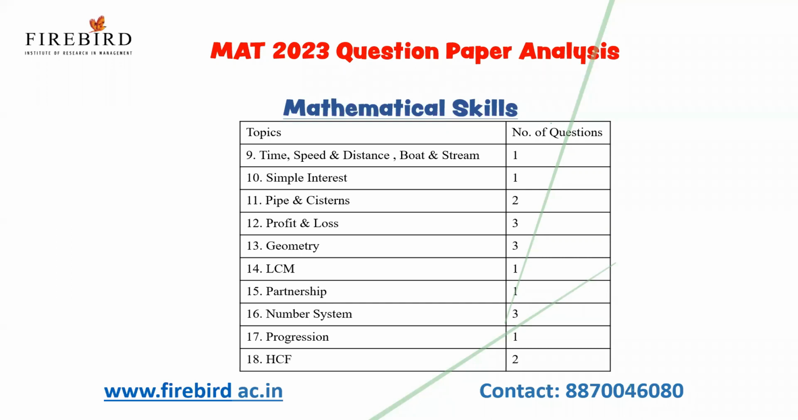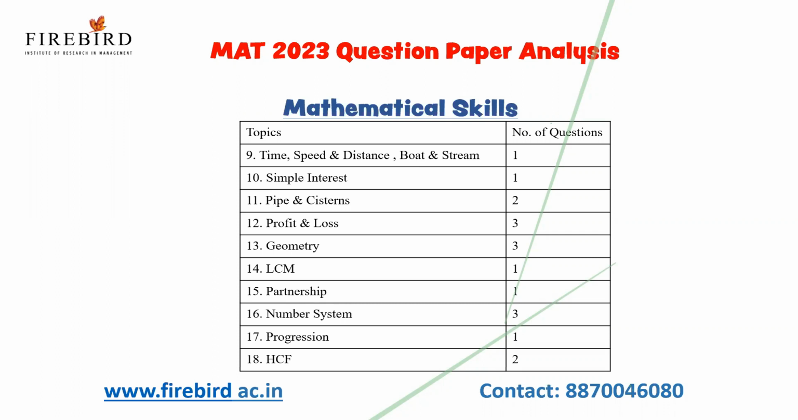But instead, here they have also asked a question from progression. See, HCF and LCM is also very important. HCF and LCM, 3 questions they've asked from this. Okay, and also 5 marks based on the number system.